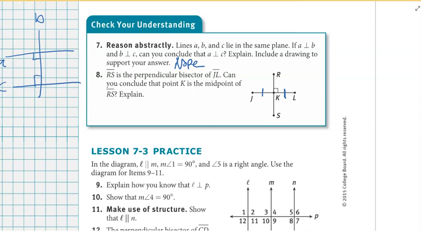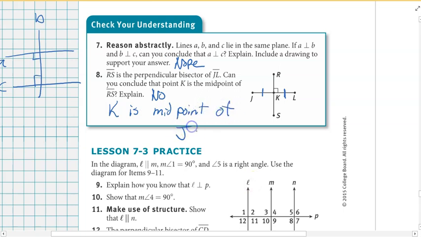All right. Can you conclude that point K is the midpoint of RS? Well, it looks like it kind of is, but do I know that RK right here equals KS? No. K is the midpoint of JL, because JK is equal to KL. JL was the one that got bisected, so K is in the middle of JL, not RS.